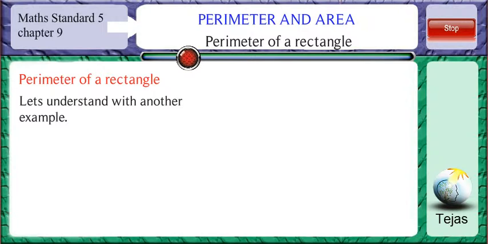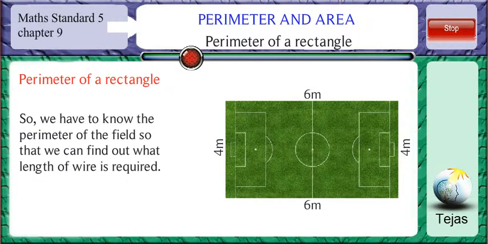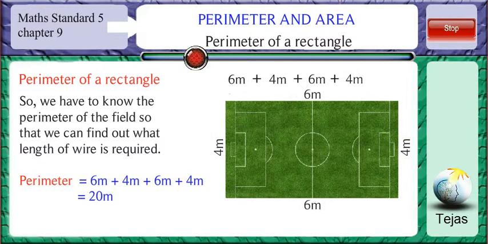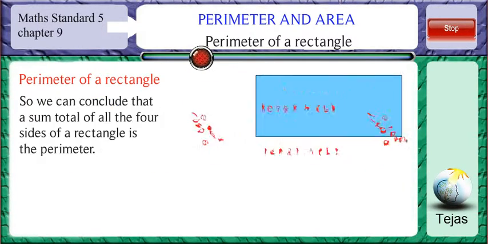Let's understand with another example. This green field has to be fenced with wire. So we have to know the perimeter of the field so that we can find out what length of wire is required. What is the perimeter of the field? It is 6 meters plus 4 meters plus 6 meters plus 4 meters, which is equal to 20 meters. So we need 20 meters of wire to fence the field.